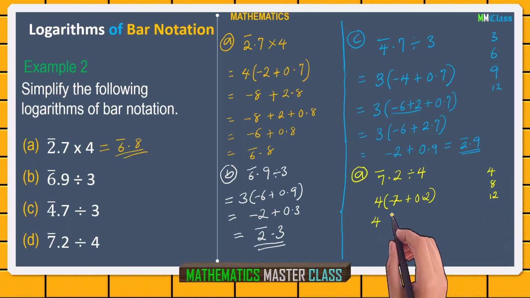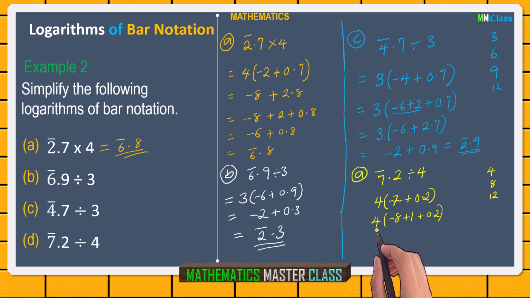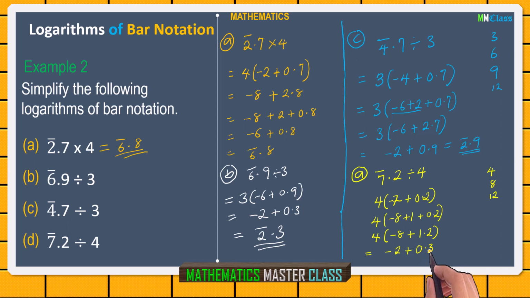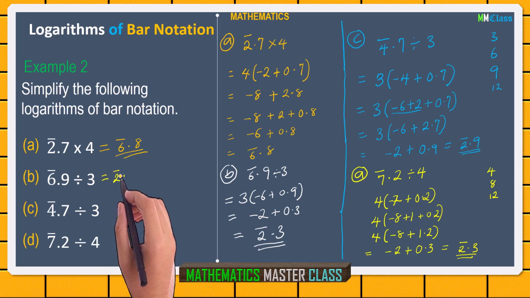So in this case, we are going to expand the minus 7 as minus 8 plus 1 plus 0.2. So we now have 4 into minus 8 plus 1.2. So you can see 4 can divide minus 8, and that will give us minus 2, plus 4 can divide 1.2, and that will give us 0.3. So if we add it, we are going to get bar 2.3. That's the final answer.